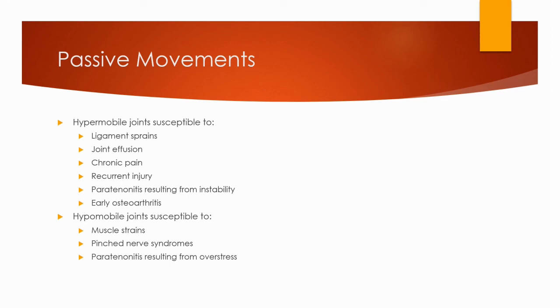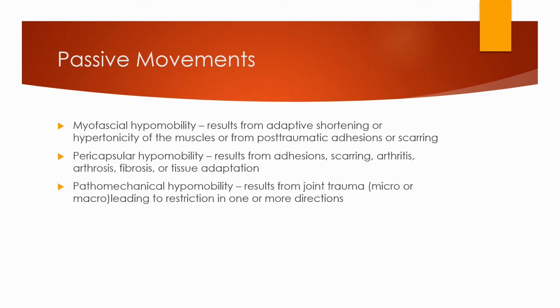On the other hand, hypomobile joints are susceptible to muscle strains, they're susceptible to pinched nerve syndromes, and they're also subject to tendinopathies and peritendinitis resulting from overstress on the contractile muscle tendinous structures due to an otherwise hypomobile joint. And because in the industrial setting and the qualified medical evaluation, we're going to see more circumstances of hypomobility than hypermobility, it's important to understand some of the different causes of hypomobility.